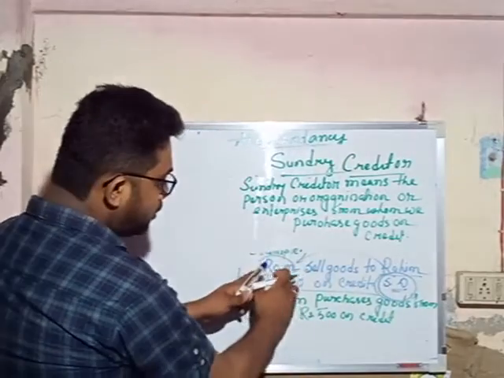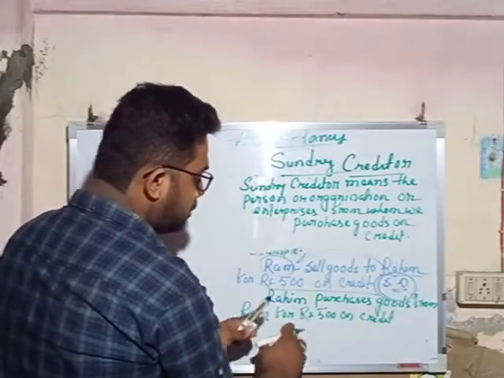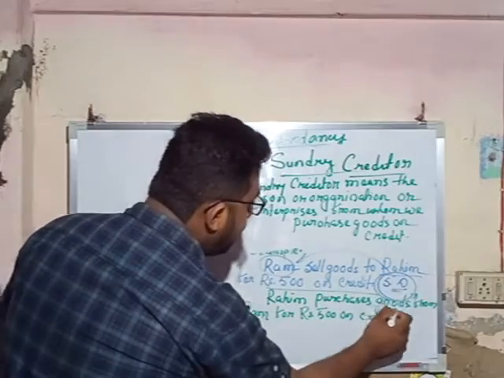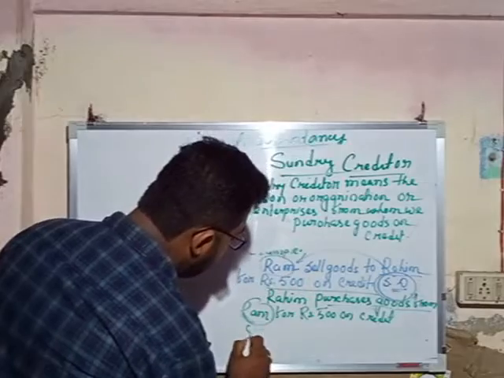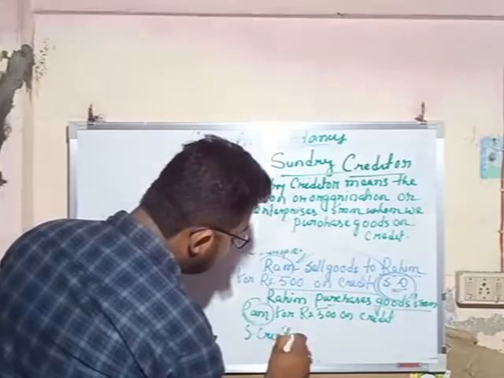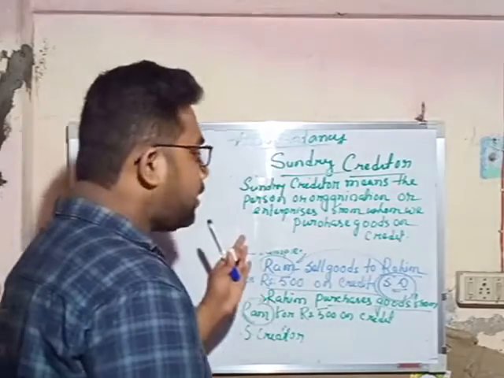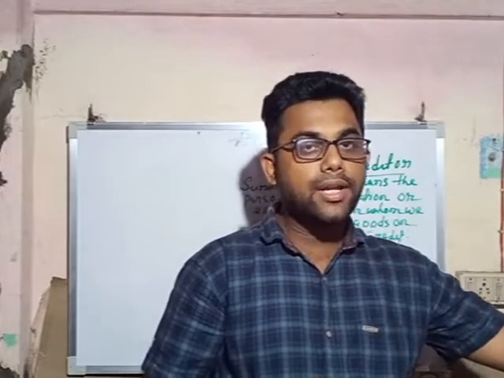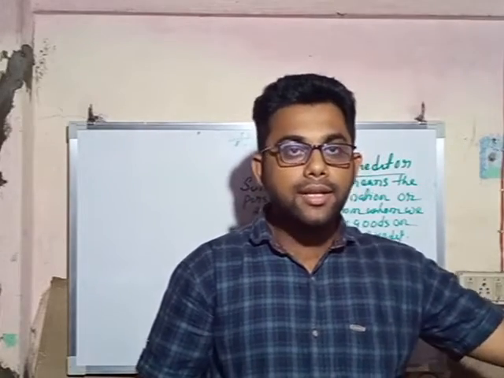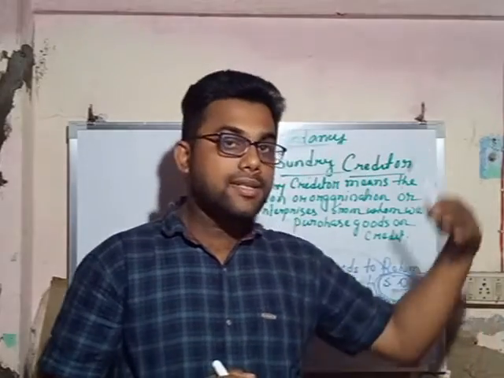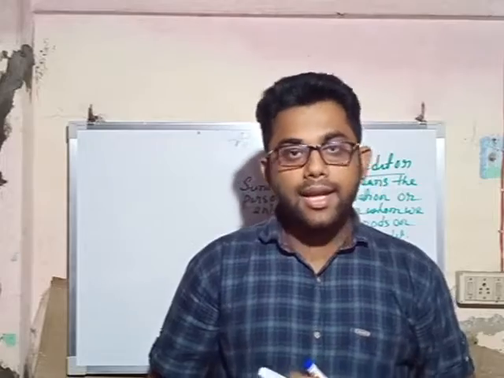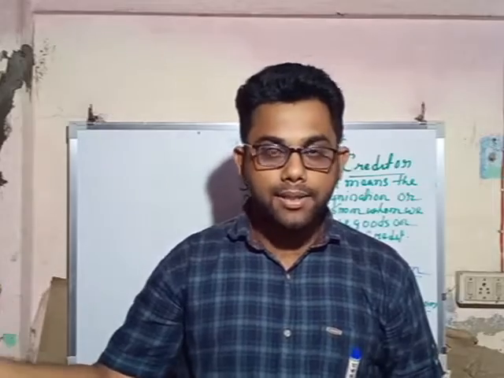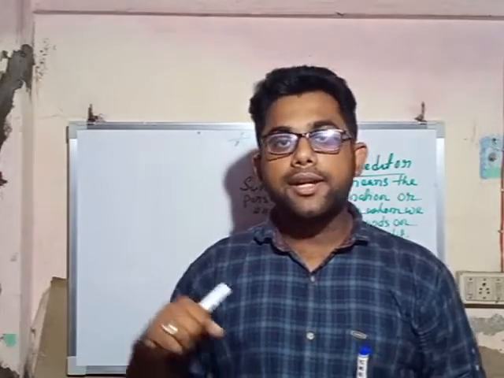Okay, so it's the same transaction. In the first one Ram sells goods, that means Rahim purchases goods. So Rahim purchases goods from Ram for rupees 500. In such a case we find that he purchases goods from Ram, so Ram is the sundry creditor for Rahim. Okay, so clear? The first one is the sundry debtor. That means when we sell goods or services to any person, any organization or any enterprise on credit, the person or the organization is called sundry debtor for us. And when we purchase goods from any person, any organization or any enterprise, that person and that organization is called sundry creditor for us.